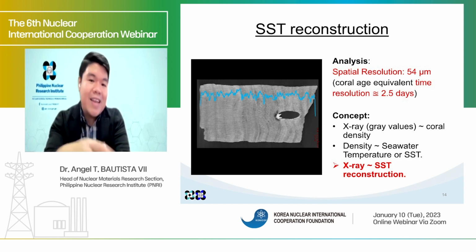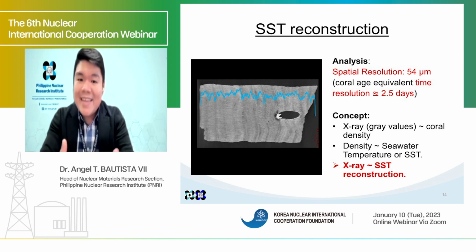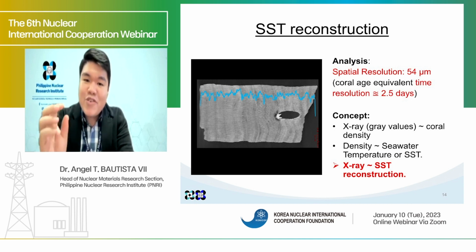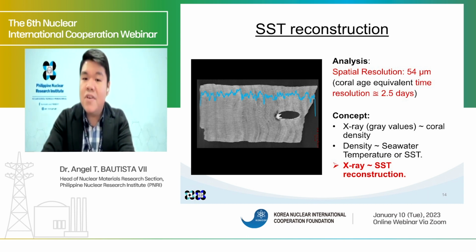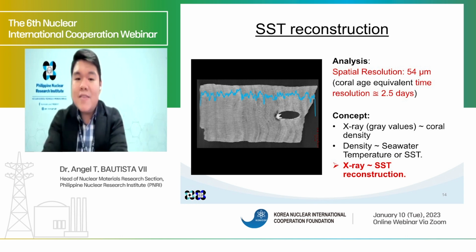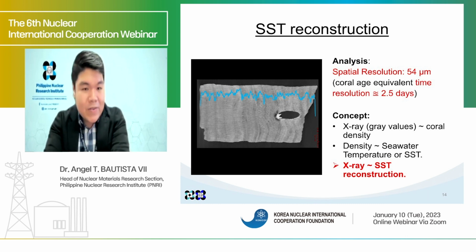So the concept, very quickly, is that how dark or how light each pixel in the X-ray image is corresponds to, or is related to, the density of the coral. On the other hand, the density of the coral is related to the temperature of the seawater. At least one of the factors that control it is the temperature of the seawater, or the sea surface temperature, or SST. And so the concept is that by looking at each pixel of the X-ray, we can reconstruct, or we can know, the temperature of the seawater in the past. So this is what we do.